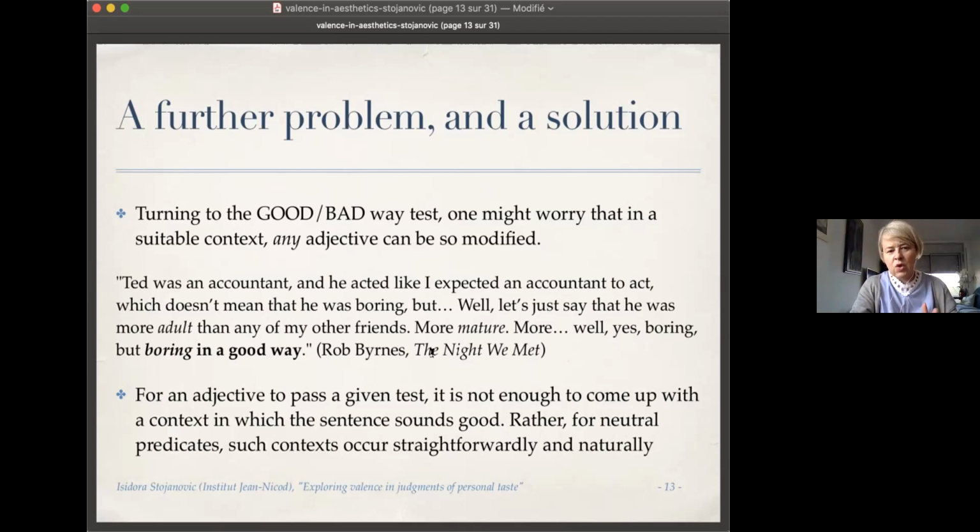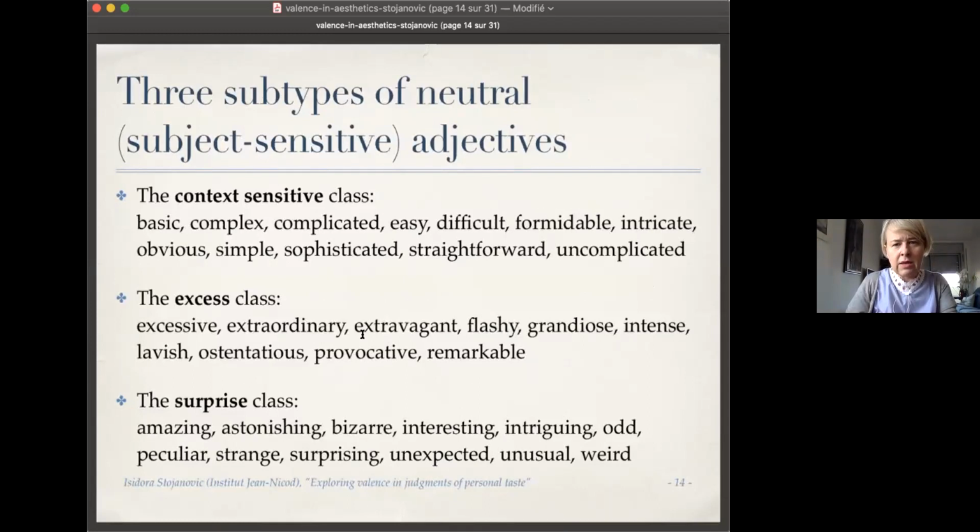And when you have a neutral adjective, this modification by in a good way or in a bad way is something that is very straightforward and sounds very natural. There is just no awkwardness. And that difference between something sounding very natural and slightly awkward is really what marks the distinction. So in the paper, we look at a much larger class of adjectives that we distinguish in 3 subtypes.